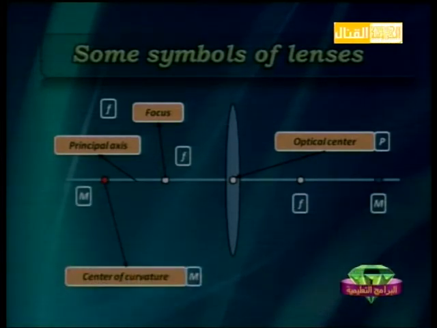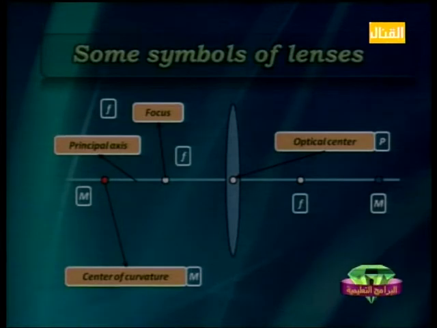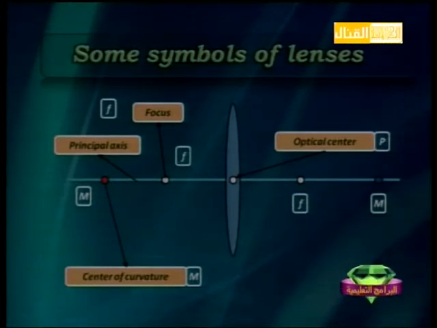After that we have M. What is meant by M? Center of curvature. How many centers of curvature do we have? Two. One on the left side and one on the right side. Why? Because the lens has two surfaces. Very good, student.